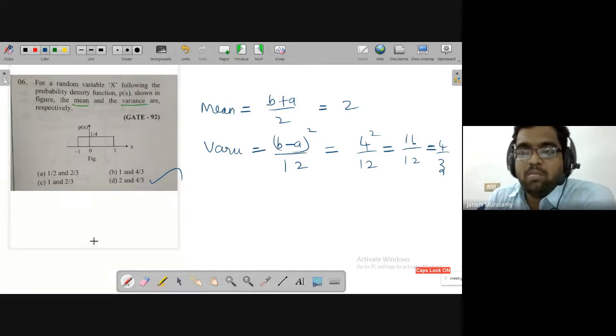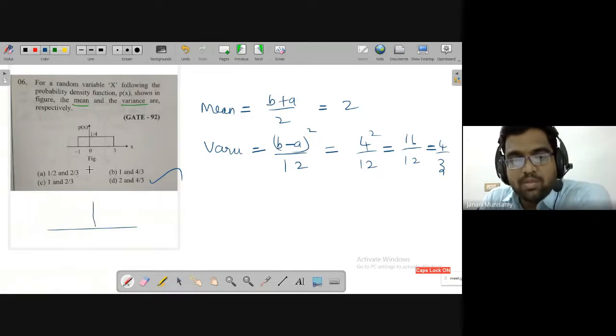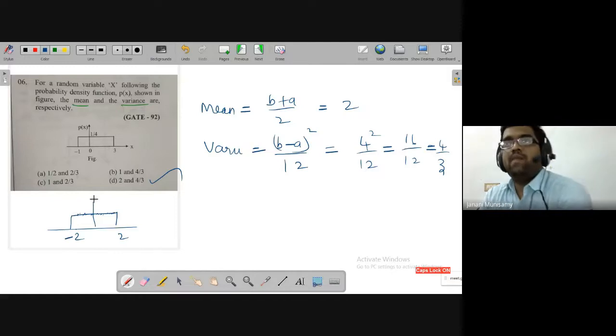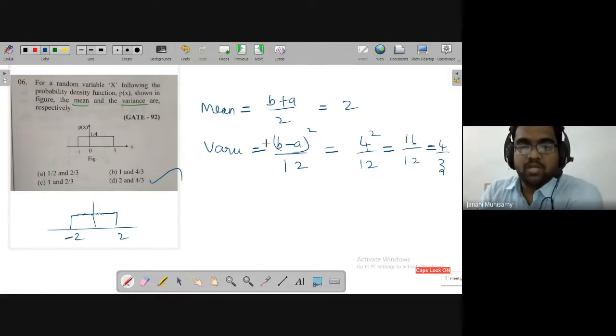So what is the main observation here? If the same distribution is put uniformly from -2 to +2, you will get the same variance, but the mean may be different. Mean may be 0, but the variance will not vary. Variance indicates the actual variation from the central value. So variance will not change, but mean may change.